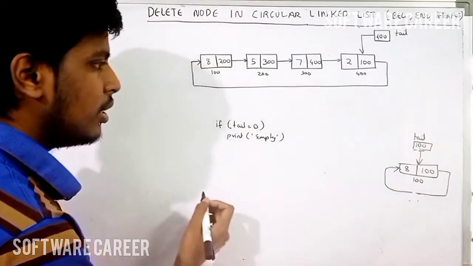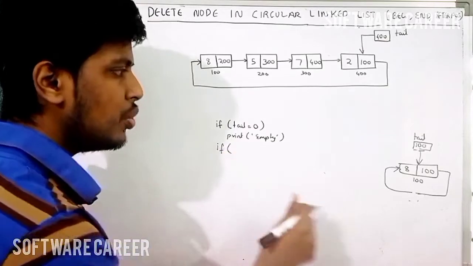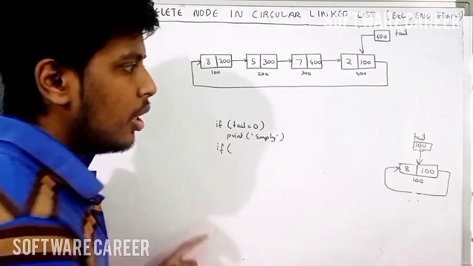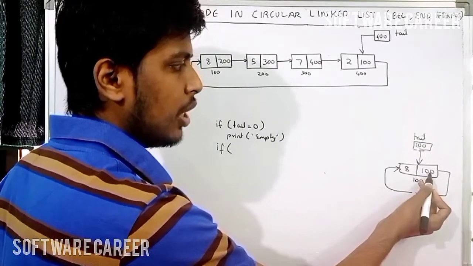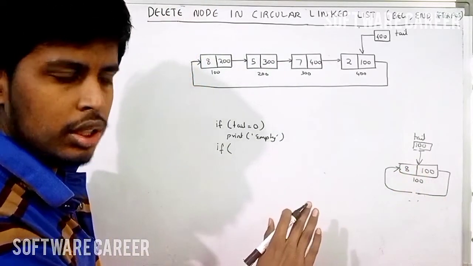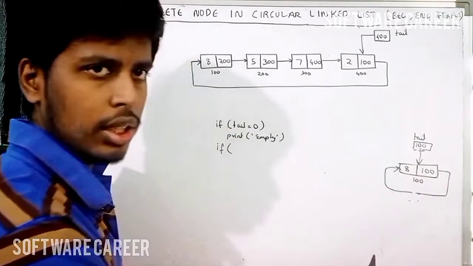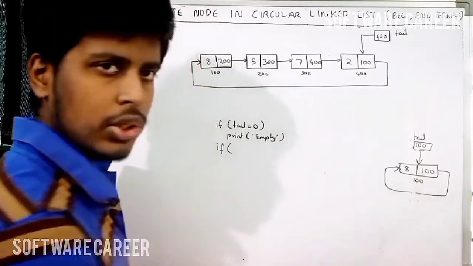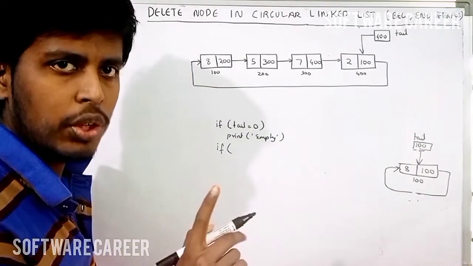Now I am writing the condition. How to check if only one node is present? This is the last node. In the pointer part of the last node, it contains the address of the first node. The first node is 100, and this same node is 100. So 100 is stored here. So this is the first node as well as the last node. So you can say only one node is there.